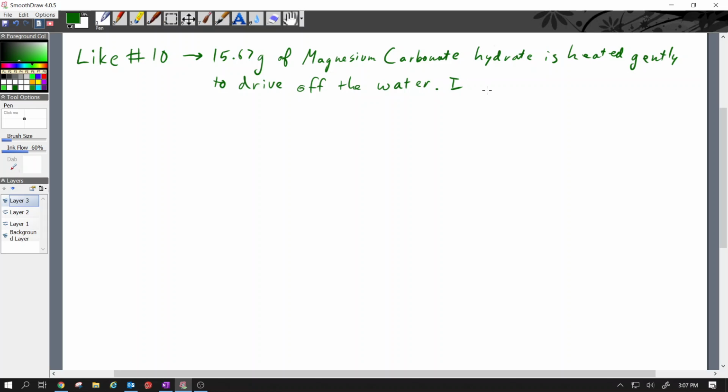It then has a mass of, this is why I was typing a moment ago. It's all clear to me now. It then has a mass of 7.580 grams. What is the hydrate formula?